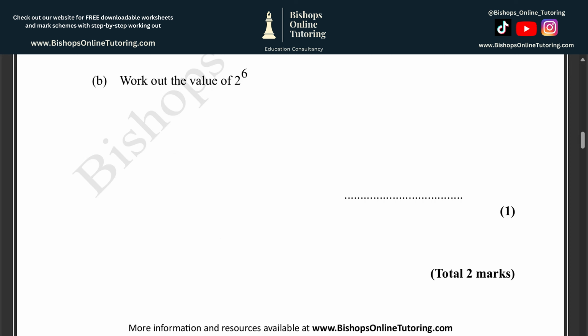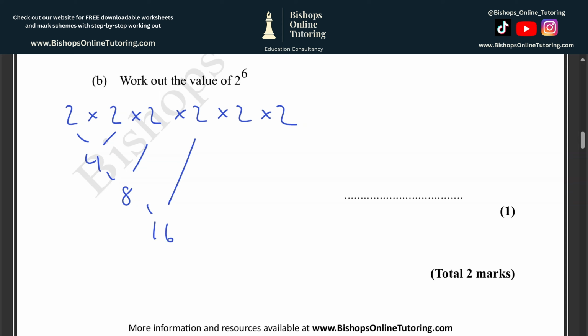Work out the value of 2 to the power of 6. Now 2 to the power of 6 is equal to 2 times by 2 times by 2 times by 2 times by 2 times by 2. So let's work this out step by step. So 2 times by 2 is 4, 4 times by 2 is 8, 8 times by 2 is 16, 16 times by 2 is 32, and 32 times by 2 is 64. So our answer is 64.